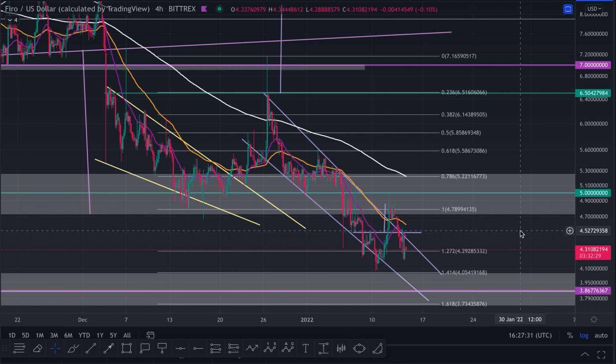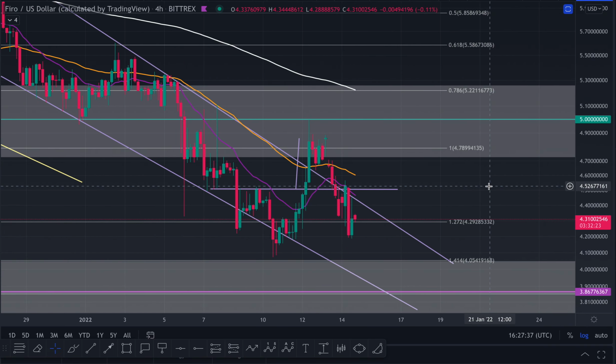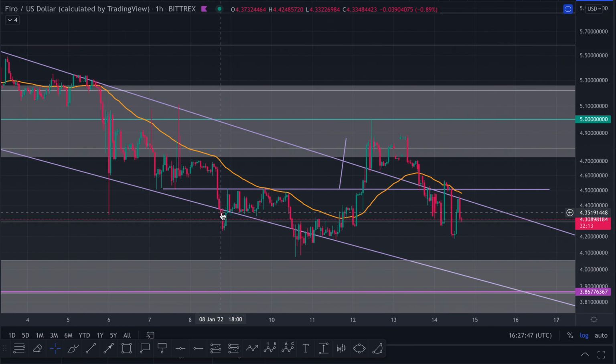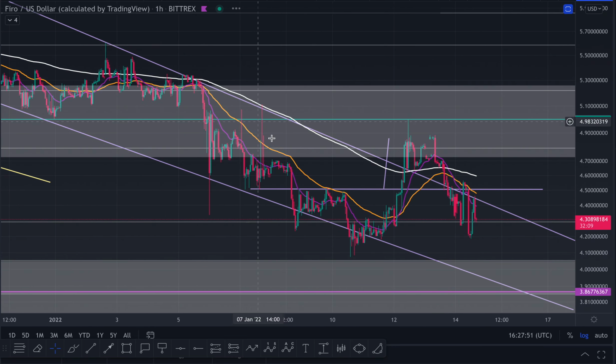We're looking at Firo on the 4-hour time frame, and what is going on with Firo? The last time I made a video, sorry I didn't make one yesterday, our technical target was met out of this double bottom, or inverted head and shoulders. Maybe you can see it a bit better on the 1 hour time frame, shoulder, head, shoulder, or just the double bottom. It doesn't matter, same target either way.